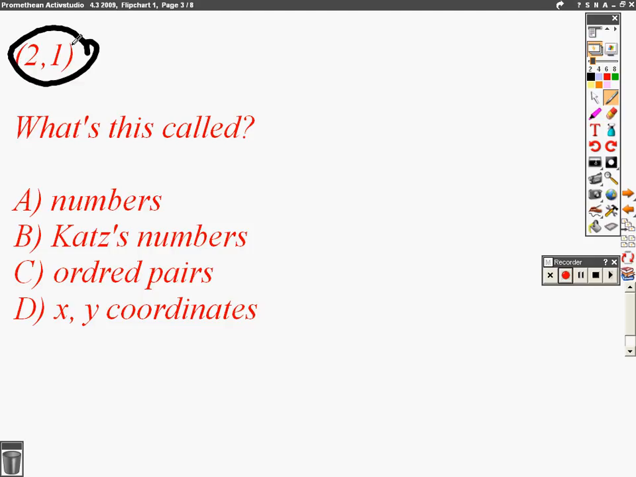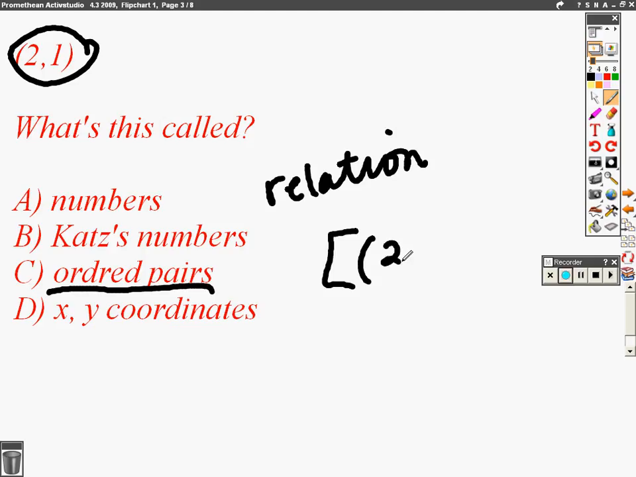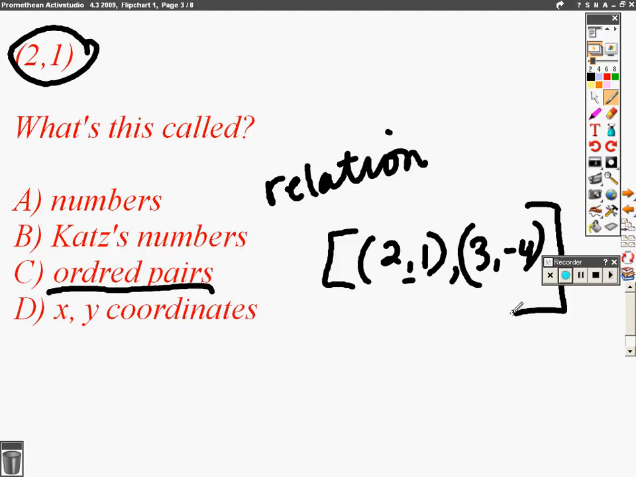This right here is an ordered pair, but we also call this a relation. It's just another name for a group of ordered pairs. When we write ordered pairs, there's a bunch of them. You want to make sure you have them in brackets at the end. So this would be a relation, or a group of ordered pairs.